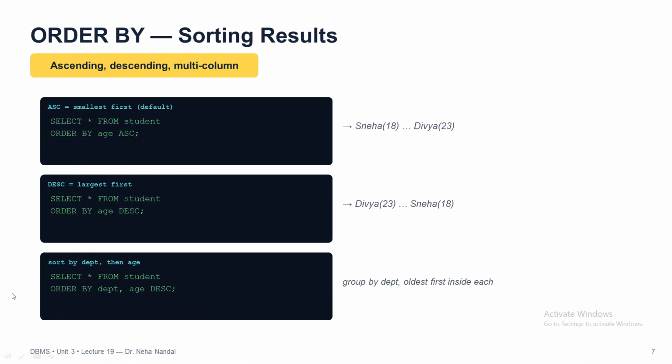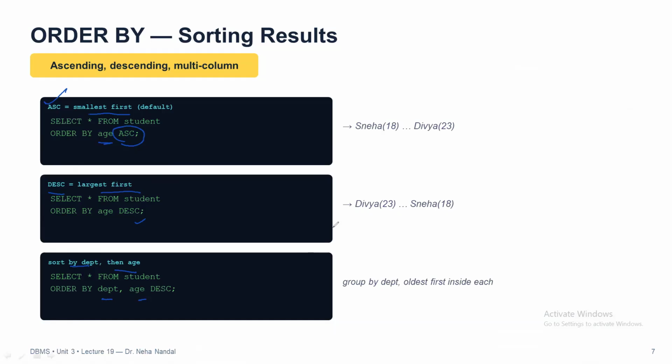So first way is to do the ascending. Ascending. So smallest one will come first. Descending. Largest one will come first. Sort by department, then age. In that way also we can give. So suppose you want to sort out the age in ascending order. Then you will give like this. Select star from student, order by age, and order should be ascending. In the same way, descending, DESC. Now, if you want to order by department, then age, then you will give first like this, department, comma, age, and then descending. So it will group by department, oldest first inside each.